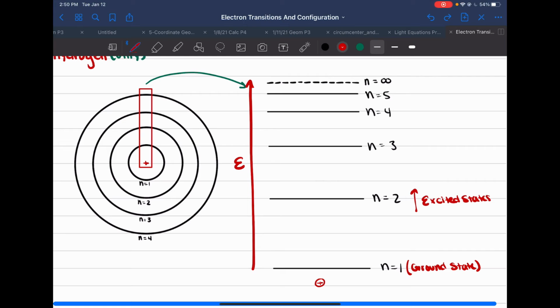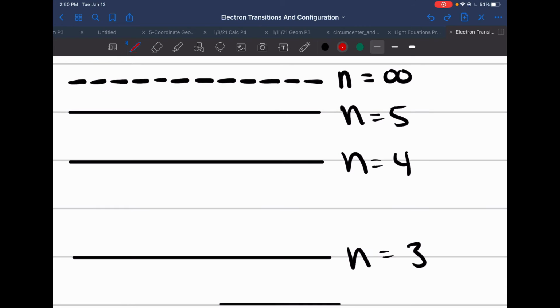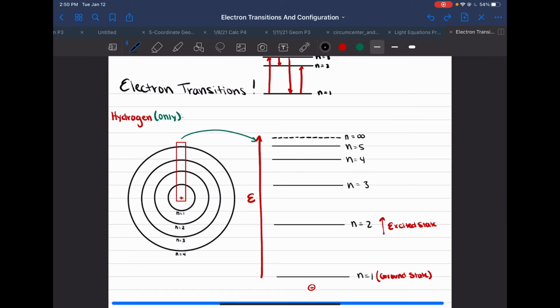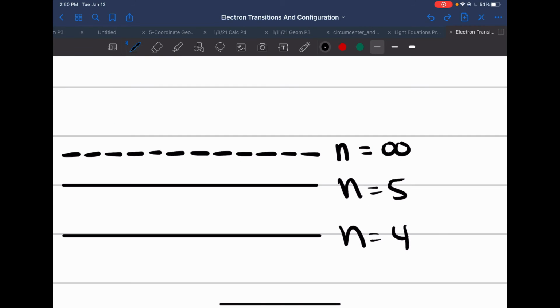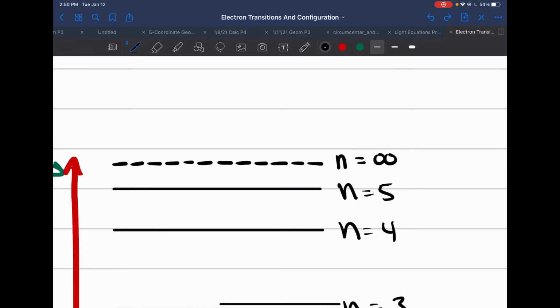Now, you may have noticed something. This dotted line, n equals infinity. I want to talk a little bit about this. We go from n equals 5 to n equals infinity because every single line is going to get closer and closer to n equals infinity, as we're effectively getting smaller and smaller increments as we get closer to infinity. All I want you to know is that in calculations or in theory, when we plug n equals infinity into Rydberg's equation, though we're not using it, we learn the amount of energy needed to ionize. So this is where the electron is effectively ionized.